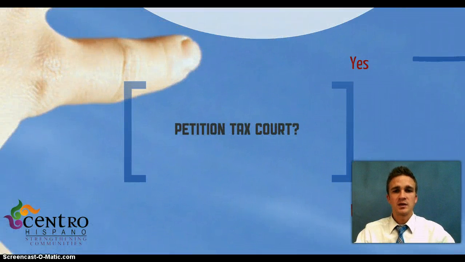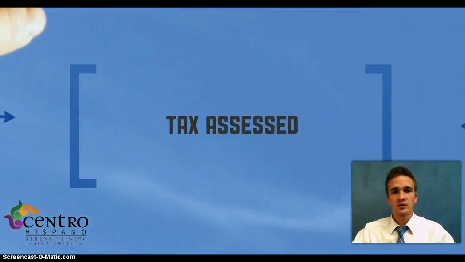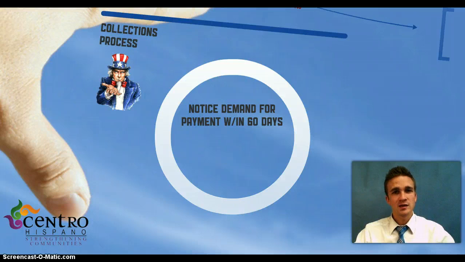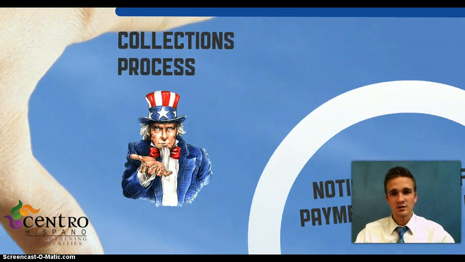Now, if you do not petition tax court, again, you just let that notice go by and you don't do anything about it, the tax is going to be assessed just based on the information that the IRS had, and what they proposed was the amount that you owe, whether or not it's correct. So no matter how you get to that point of the tax being assessed, then you move into the collection process of the IRS, which is one of their main functions.